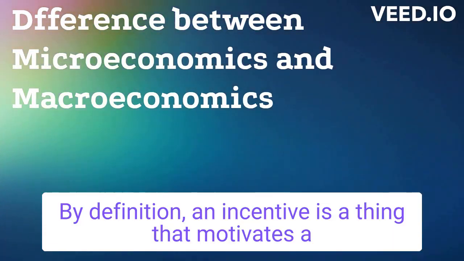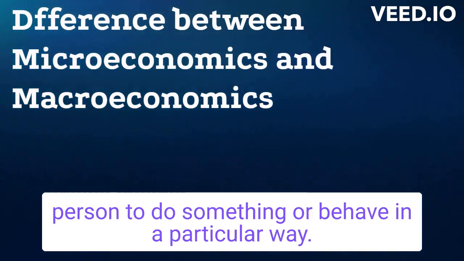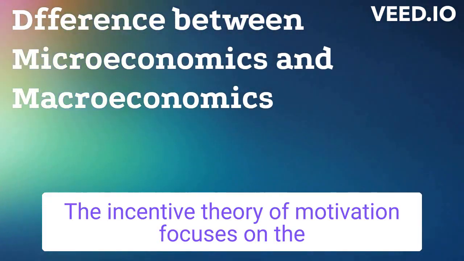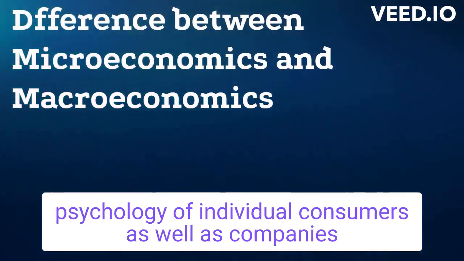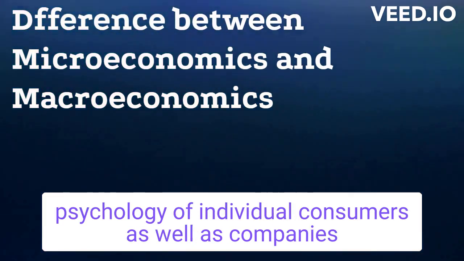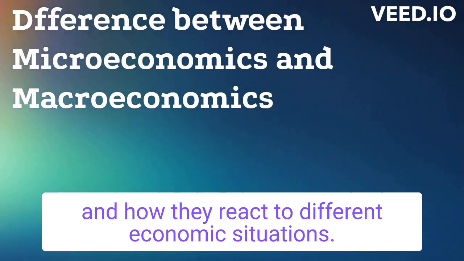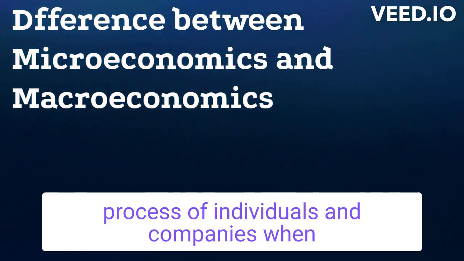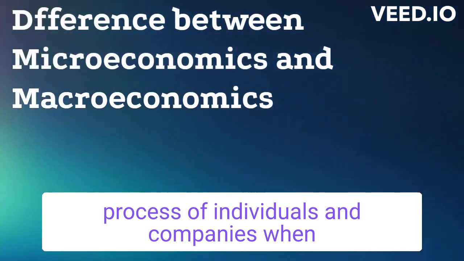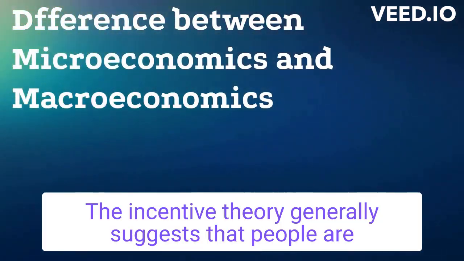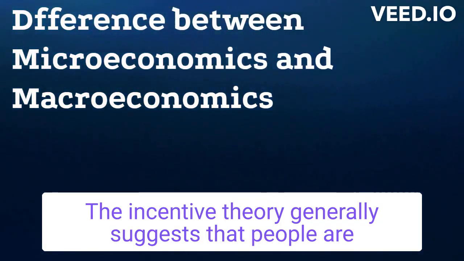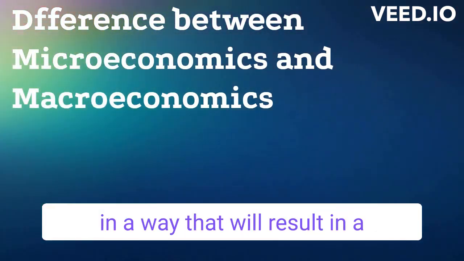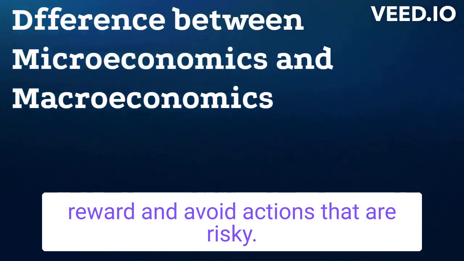Number 2. Incentive theory of motivation. By definition, an incentive is a thing that motivates a person to do something or behave in a particular way. The incentive theory of motivation focuses on the psychology of individual consumers as well as companies and how they react to different economic situations. It relates to economic decision-making process of individuals and companies when they are confronted with a situation. The incentive theory generally suggests that people are motivated by incentives that drive them to behave in a way that will result in a reward and avoid actions that are risky.